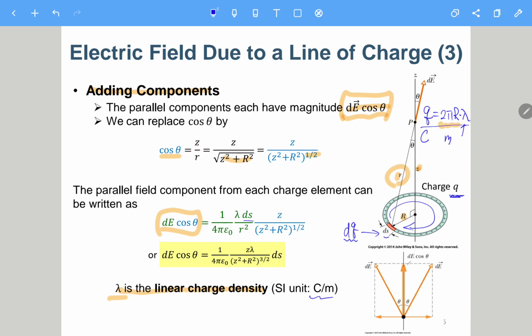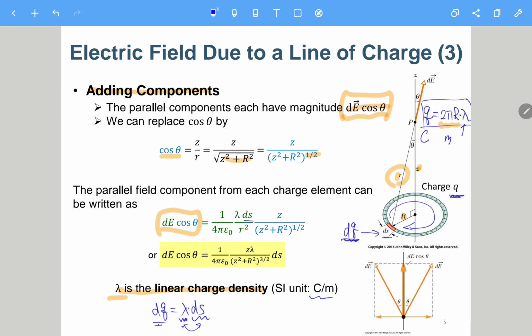Okay, so this is the definition of the linear charge density. And here, the relationship between dq and ds should be dq equals lambda times ds. So this is the length, this is the charge density. If we just multiply them together, it will become the charge. So dq will be lambda ds.